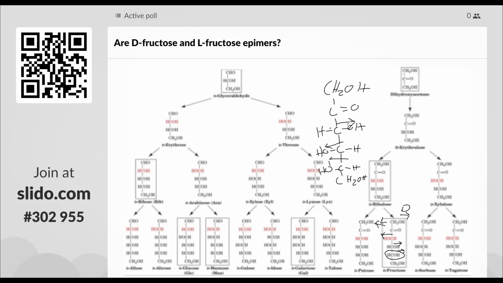So the big takeaway here is if you go from L to D, every OH swaps, so you get the same pattern. So for example, D ribose are all to the right. L ribose would be all to the left, all the OHs.